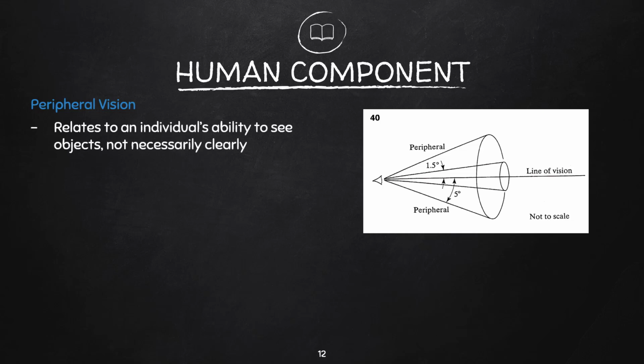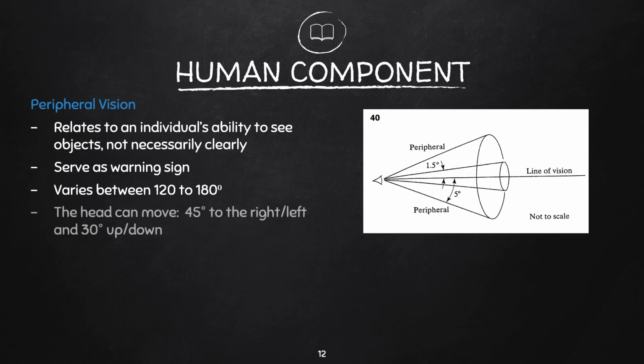So the peripheral vision relates to an individual's ability to see objects, not necessarily clearly. This serves as warning signs. It varies between 120 to 180 degrees. The head can move 45 degrees to the right or left and 30 degrees up and down. So since we have this limited head movement, we somewhat use peripheral vision sometimes when looking at objects outside our foveal cone of vision, or the line of vision that we have.